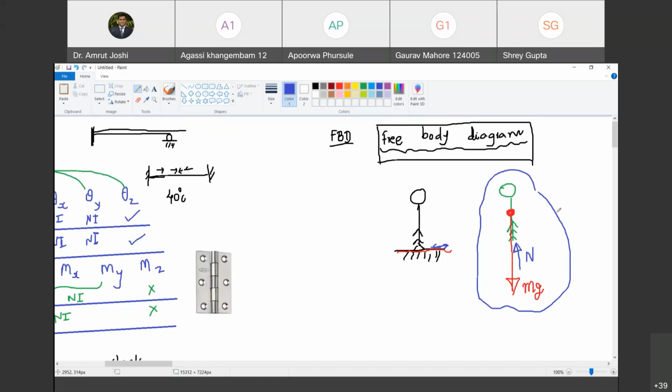No. See, what is self weight? Self weight is the force exerted by Earth on the person. Do you agree with me? Yes, sir. So it is external. If tomorrow you go to the moon, the same person will weigh something different. Do you agree with me? Yes, sir. So weight very much depends upon the gravitational force of attraction between the person and the planet on which he or she is standing. Happy? Yes, sir.